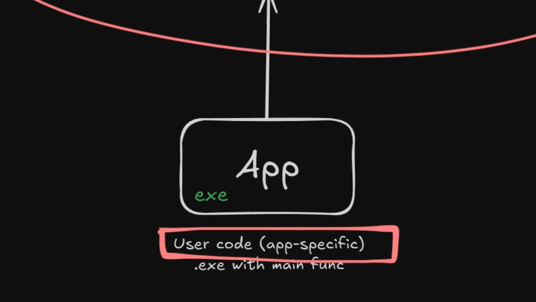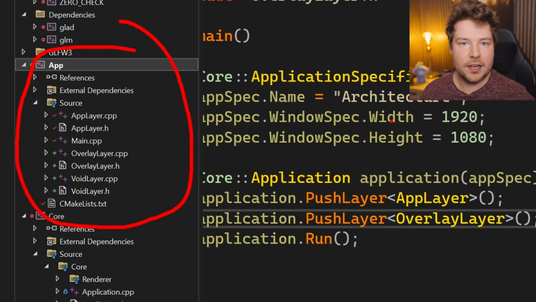So let's first talk about the user-facing side of the code. This is our client side. This is the app part of our core app architecture. This over here is where we implement our custom functionality for this specific app.